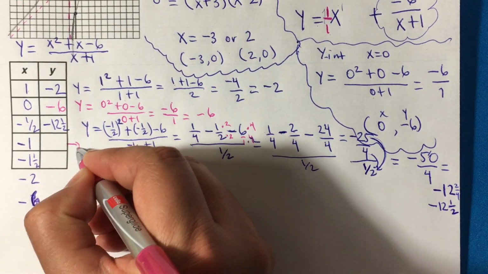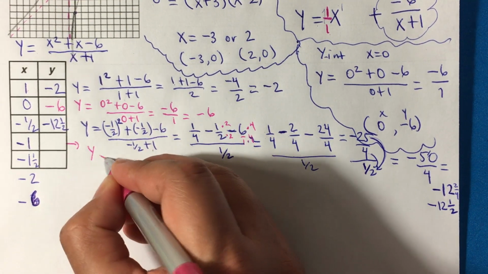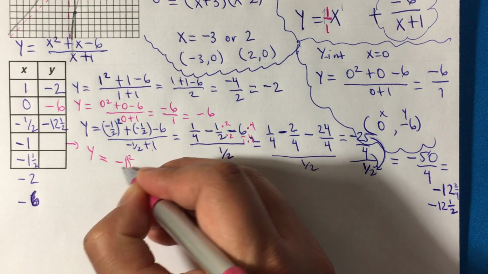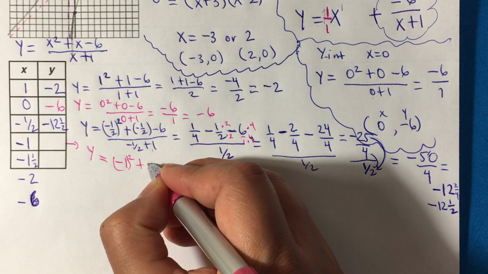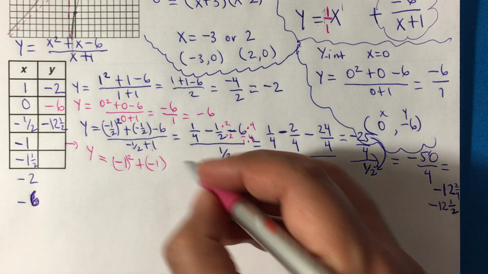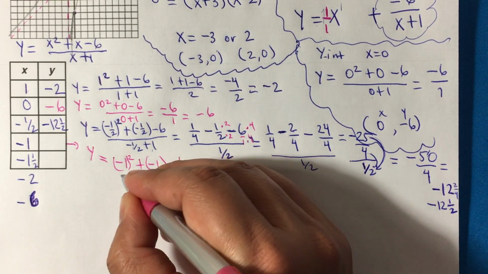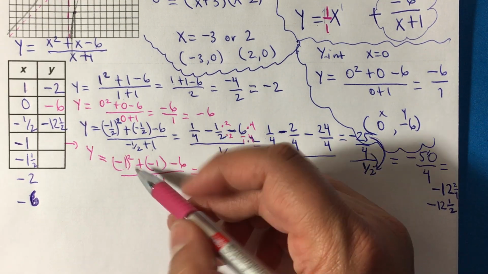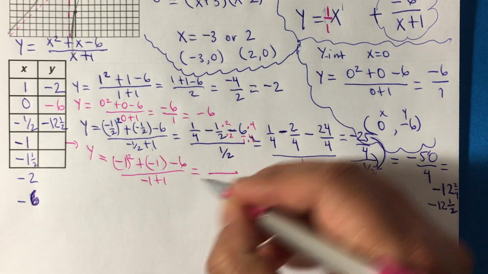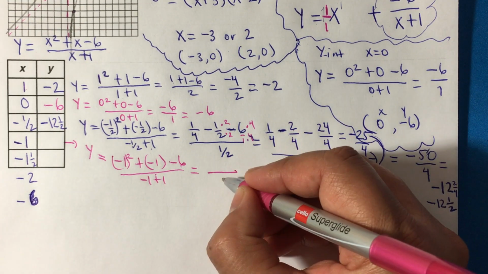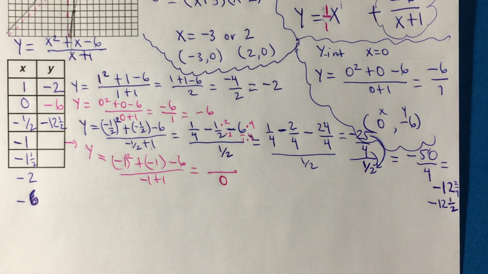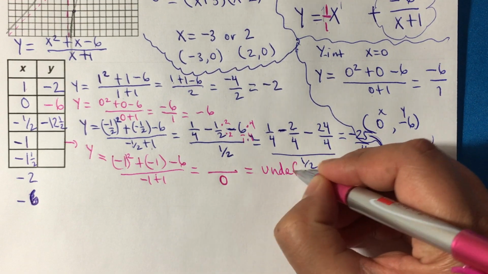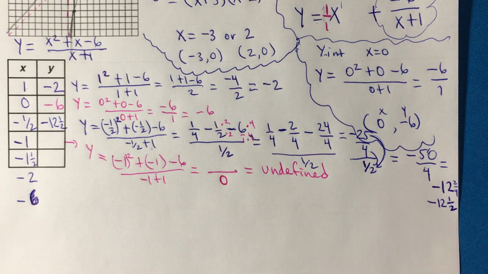For the 1, y is equal to negative 1 squared plus negative 1, which is minus 1, minus 6 divided by negative 1 plus 1. In here, in the denominator, we get negative 1 and positive 1 is 0. We cannot have a 0 in the denominator. That immediately means that the answer will be undefined. But if you want to continue, that's fine.